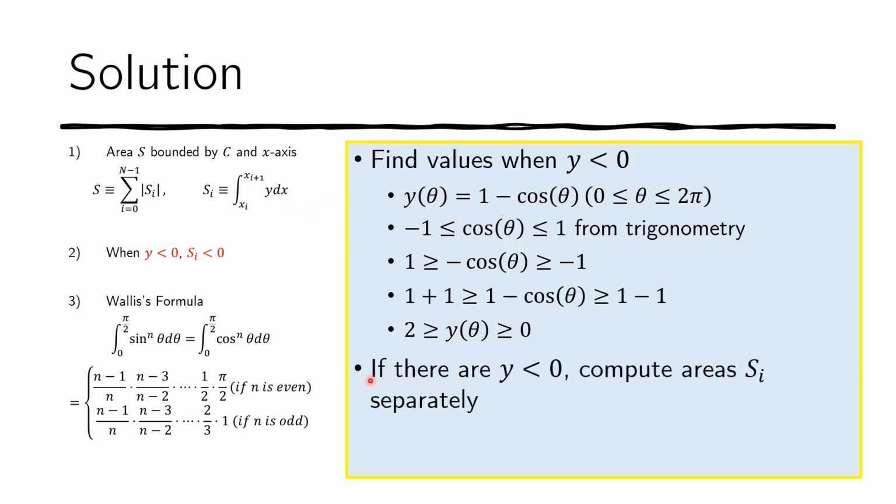And again, we've just said that we don't have to worry about this anymore. So we do not have to compute the area separately because the y's here are all greater than or equal to 0. And so our integral is from x sub 0 to x sub n. Again, x sub 0 is just when theta equals 0, and x sub n is just when theta is 2 pi. And we'll do that in the next slide.